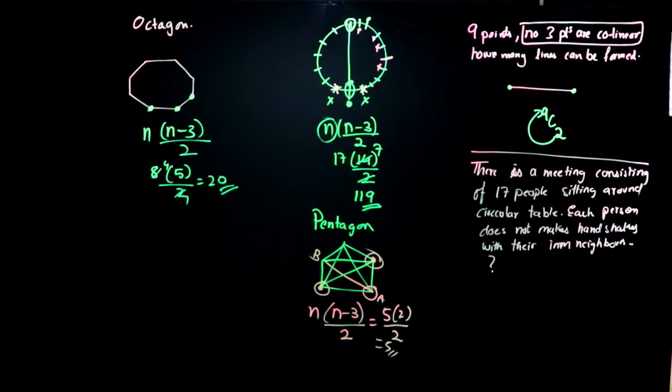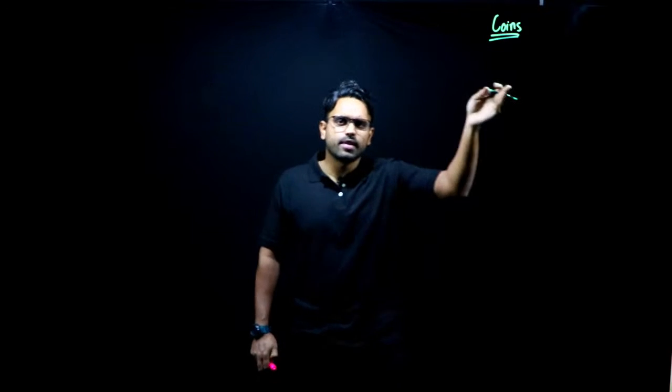Okay, let's begin with coins. This will be under the topic of probability, which is nothing but combinations, part of permutation and combination. And this is very important, guys, so pay attention and let's try to solve them together.